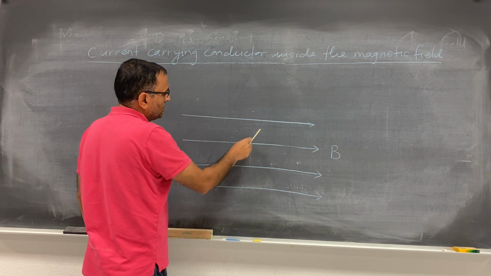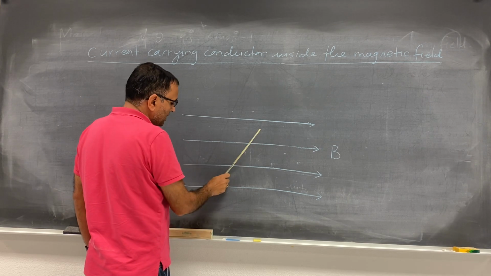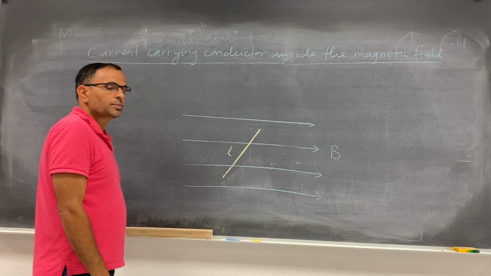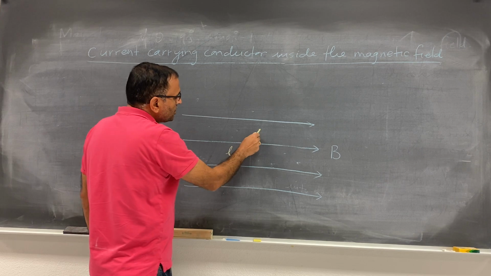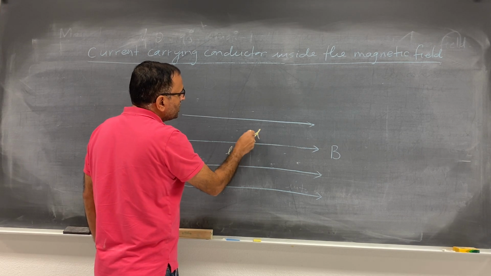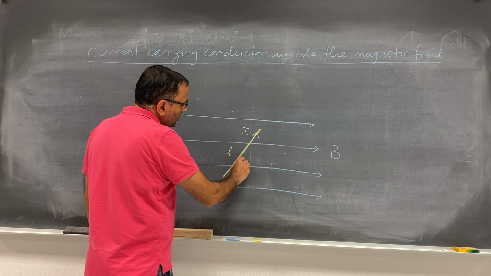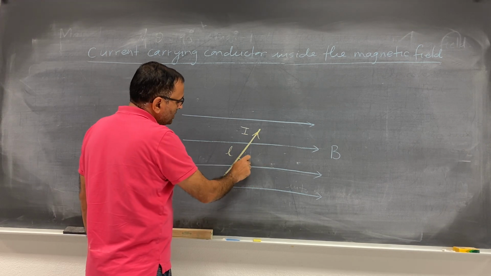This is a conductor, and this conductor is inside the magnetic field, and the conductor has a length L. L is the length of the conductor, and this conductor carries the current. Current is I. I is the current, and the angle between the current I and the magnetic field is theta.